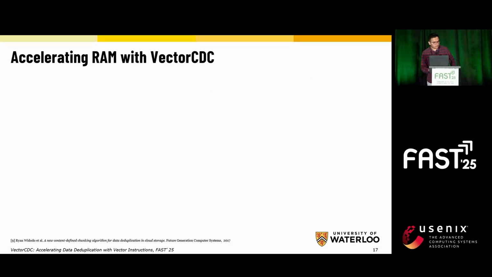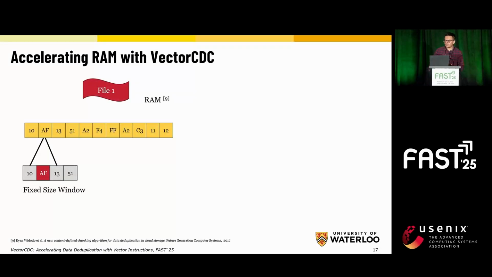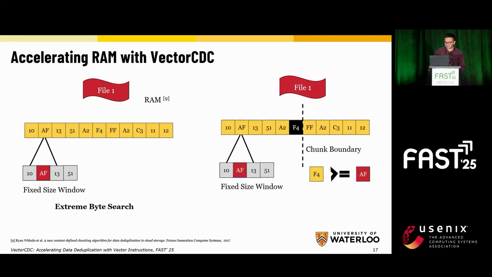So if you remember how RAM works, the first part of it was to identify the maximum value in a fixed size window, which is nothing but an extreme byte search. And the second phase was to compare bytes serially against this maximum value, which is nothing but a range scan. So in the VectorCDC universe, RAM is nothing but an extreme byte search phase followed by a range scan phase. And similarly, the other hashless algorithms I talked about can be redesigned using VectorCDC's phases.